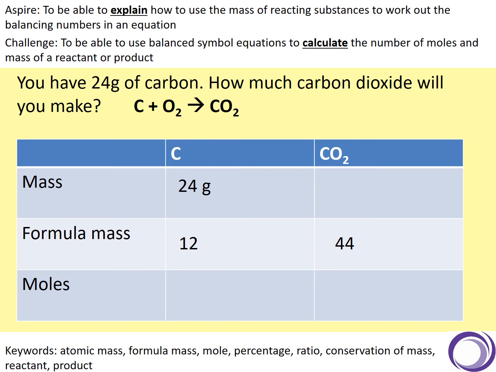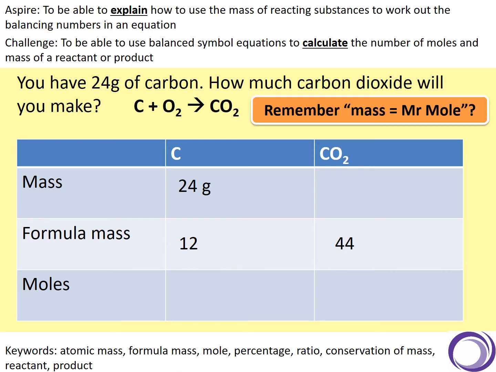So first of all, we're going to work out the number of moles of carbon, and we do that by remembering mass equals Mr times mole. So we substitute into our equation the numbers that we do know, and we end up with 24 divided by 12 gives us 2 moles of carbon. So 24 grams is 2 moles of carbon.